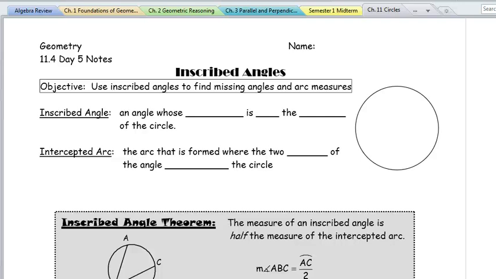Alright, so in this lesson we're going to look at some really cool inscribed angles. Okay, pretty easy idea actually. I think you guys will find this pretty simple. We'll see how it goes.